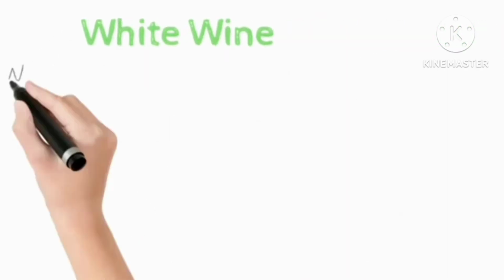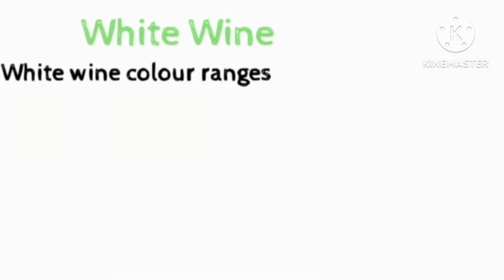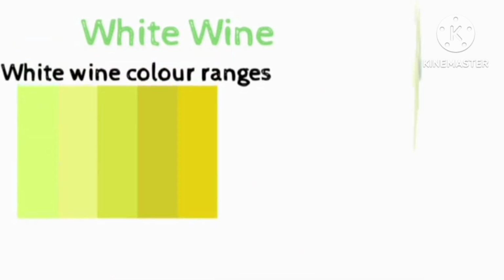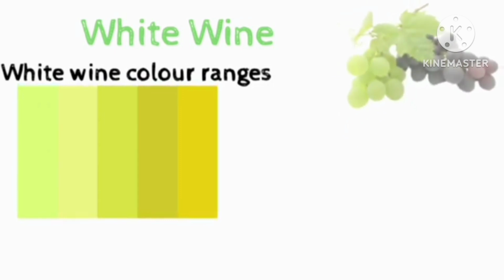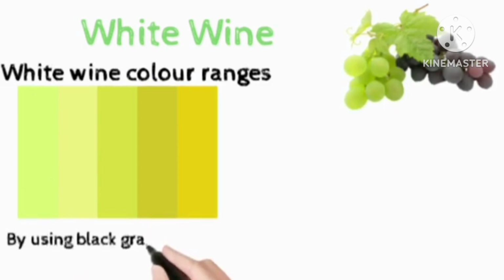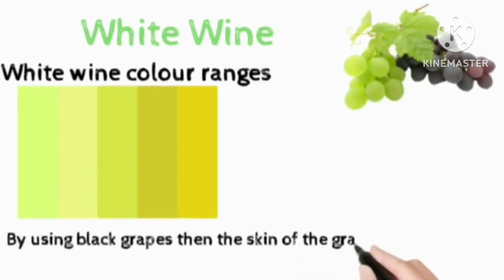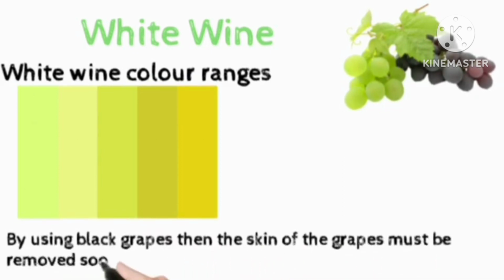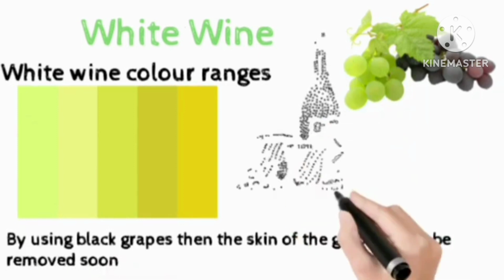White wine color ranges from pale straw with a green tinge to dark gold. White wines are produced from both white and black grapes. If white wine is prepared by using black grapes, then the skin of the grapes must be removed soon after crushing, to prevent the juice from taking on the color from the black grape skin.